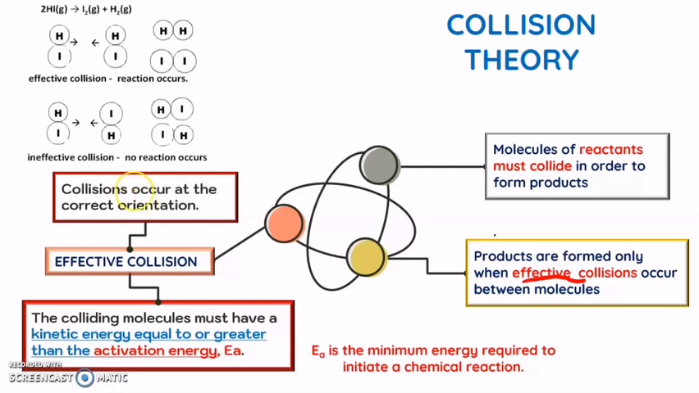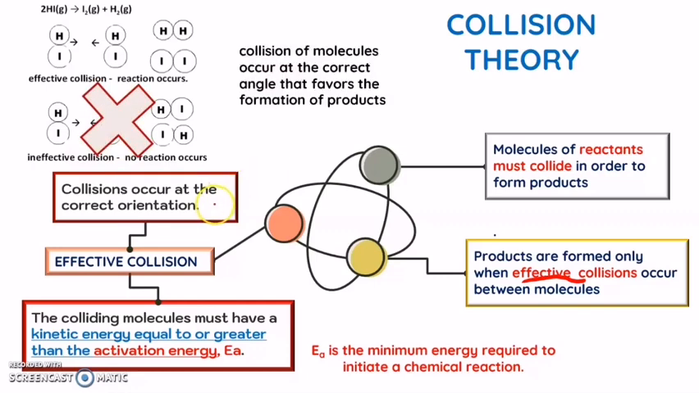Let's look at another case. These two molecules of HI also collide with each other but in an incorrect orientation. At the end, we won't have the products I2 and H2, so this is called an ineffective collision and no reaction will occur. In other words, the correct orientation is when the collision of molecules occurs at the correct angle that favors the formation of products.